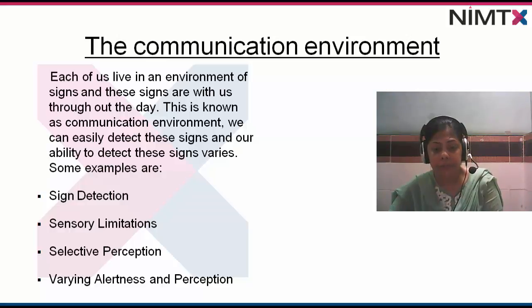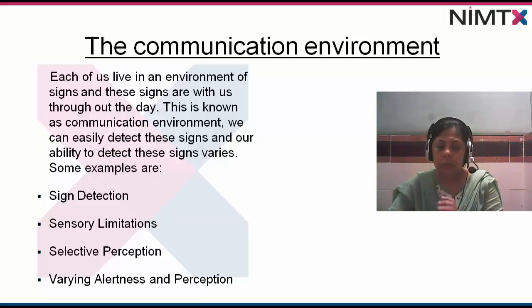Sensory limitations. Okay, so what do we have? We have sensors. We have 5 senses in our body. So we have sensors to hear, to smell, to see. We see things, we hear things, we smell odor, but our sensors have limitations. What limitations do we have? You can hear voices, definitely.